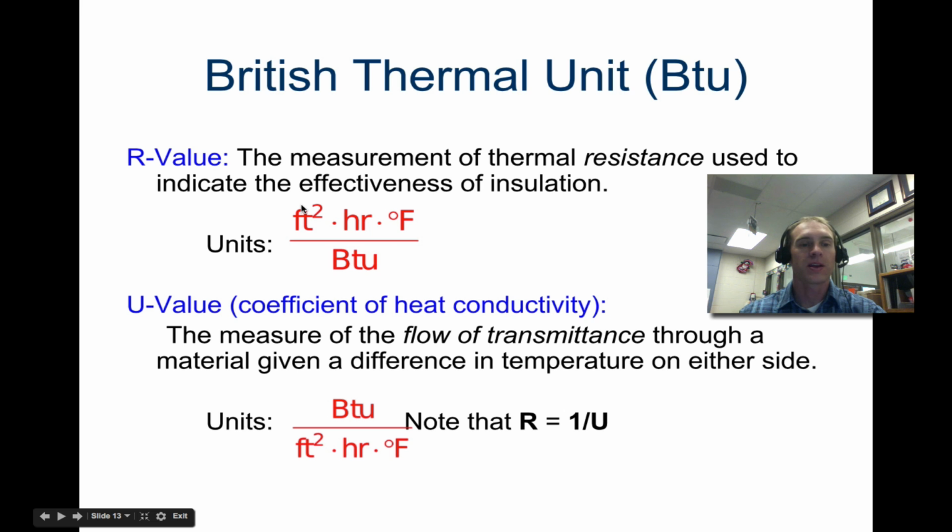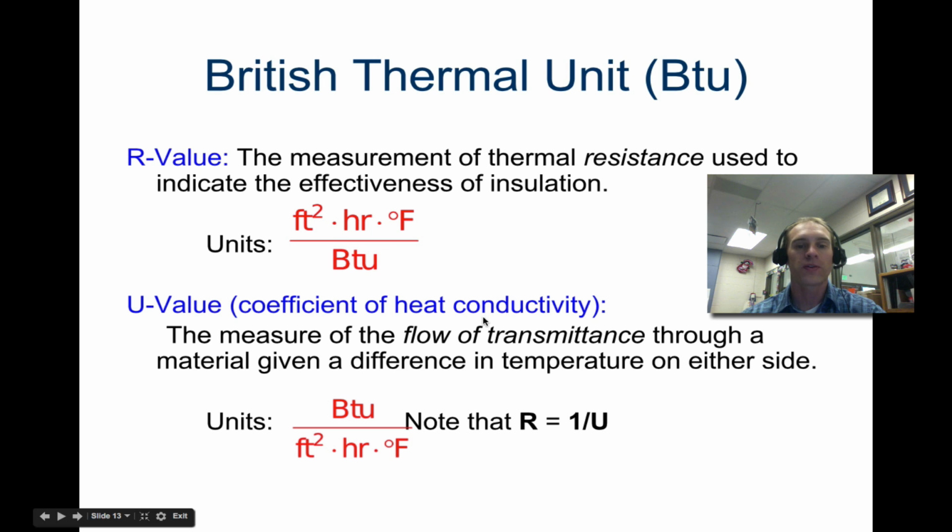R value is a measurement of thermal resistance used to indicate the effectiveness of insulation. The units for R value are feet squared, hour, degrees Fahrenheit, per BTU. The units are really not as significant here as just an R value number. Typically we just talk about it in R value numbers, because this is a mouthful to say.